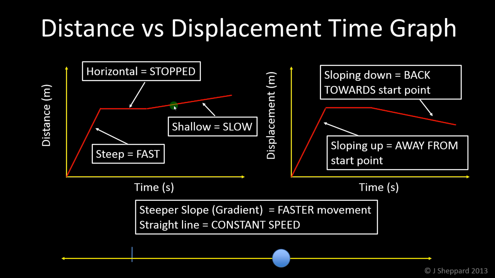And the key summary there is steeper slope is faster movement, steeper slope or steeper gradient, and also a straight line is constant speed. All the motion in that example was at constant speed. So we've got this slightly unrealistic idea of these sharp edges, these sudden changes in speed, which aren't going to happen in reality. They'll be smoothed off, okay?